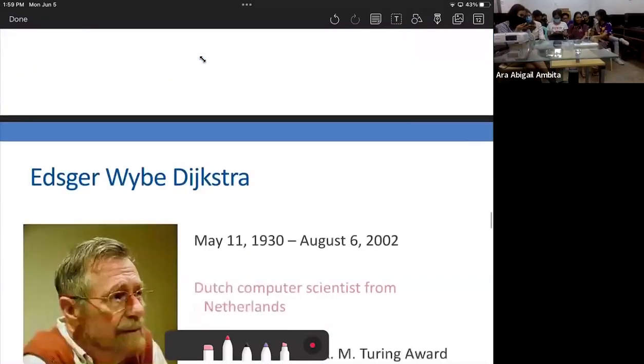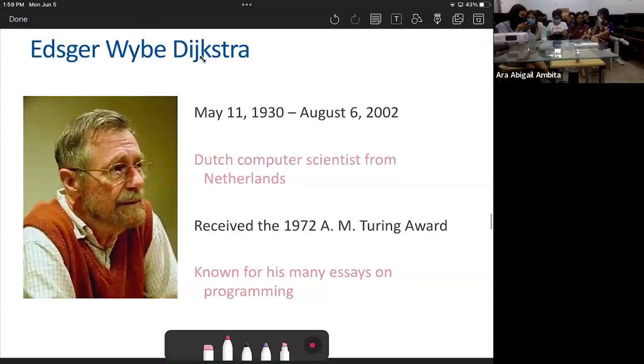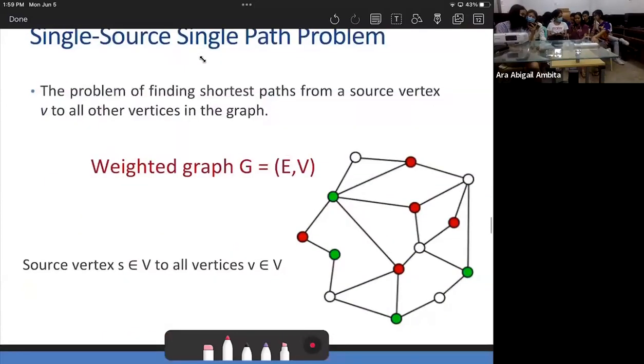Okay. So what is this Dijkstra? Dijkstra is actually a person. So he is a Dutch computer scientist from the Netherlands and he received the Turing award. Okay, there is a lot more.